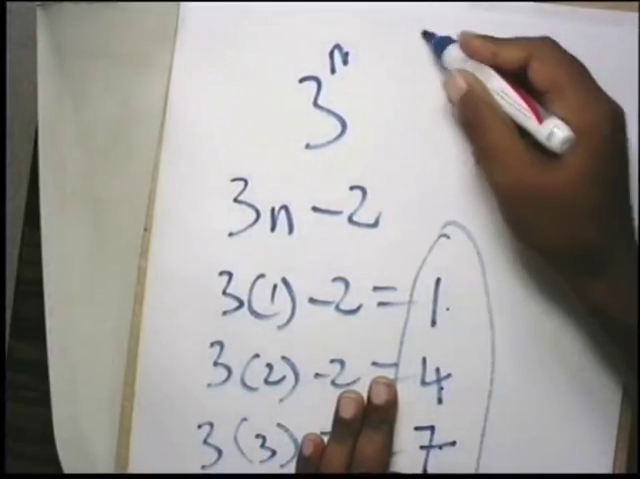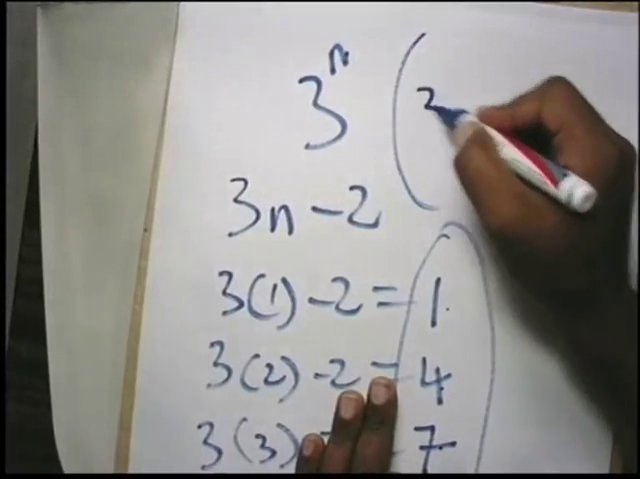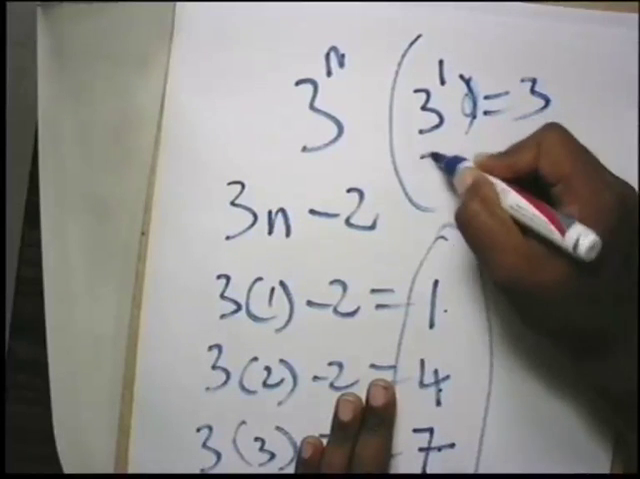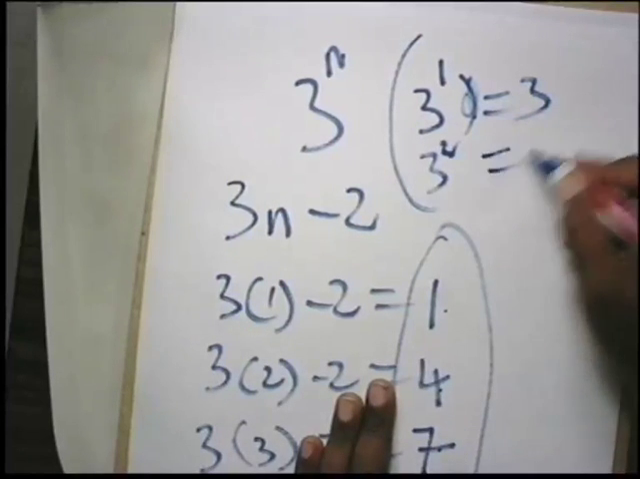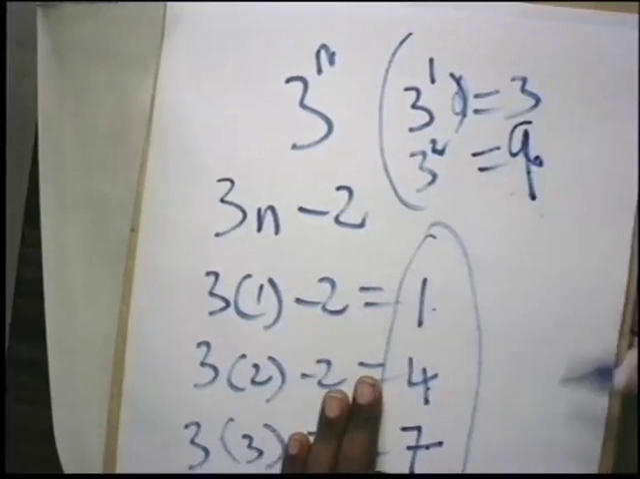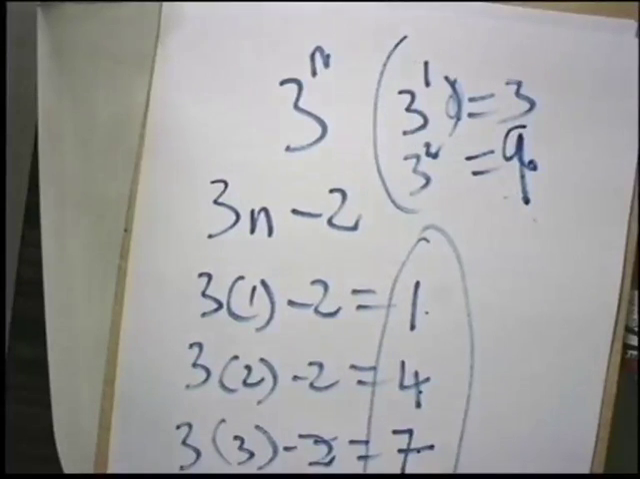In other words, if you want to find the first one, you say 3 to the power 1, and that gives you 3. 3 to the power 2 gives you 9. And it goes on like that, as we have just calculated. Those are the things that you need to know also.